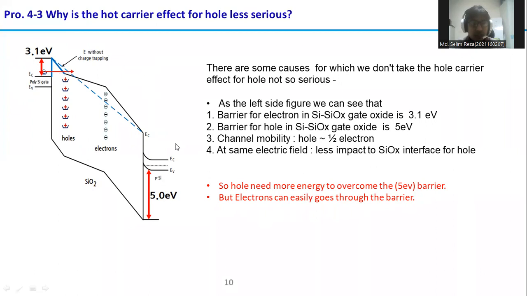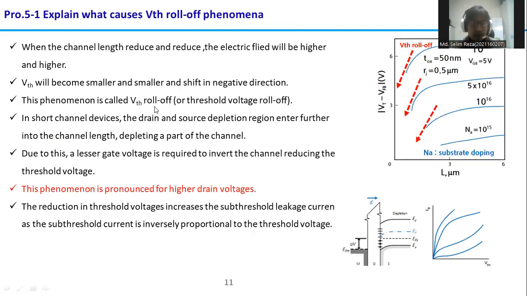That is why in the hot carrier effect we need to think more about the electron than the hole, because of the band gap. The band gap for the hole is large, and the electron band gap is less. And they explain what the causes of this phenomenon are.